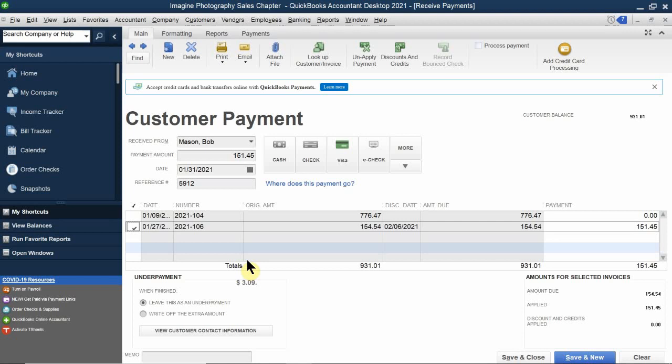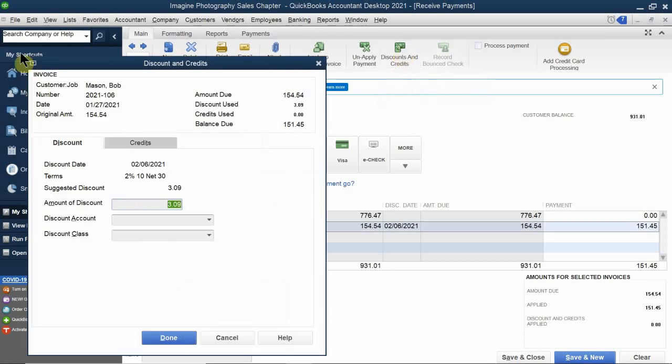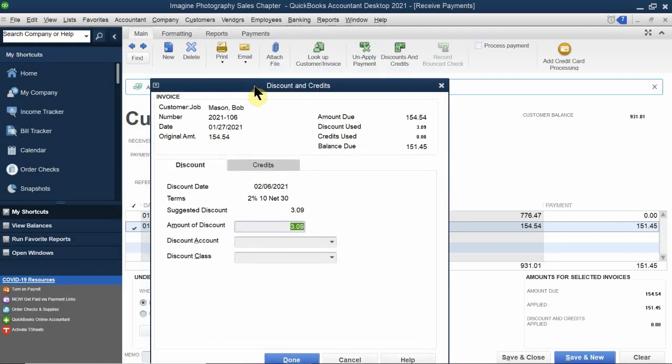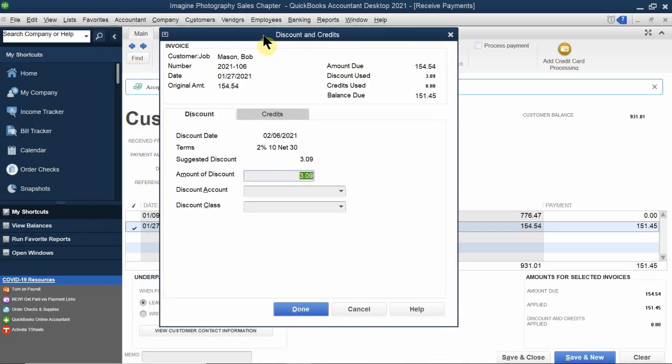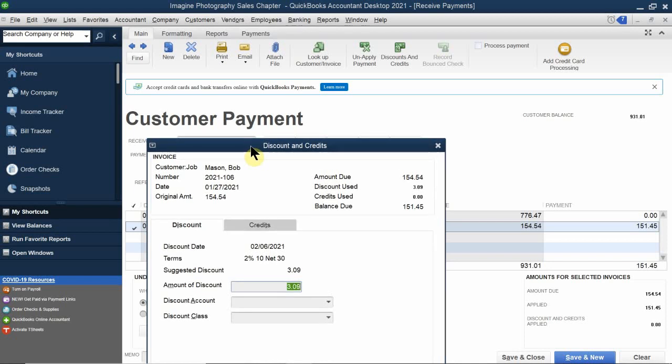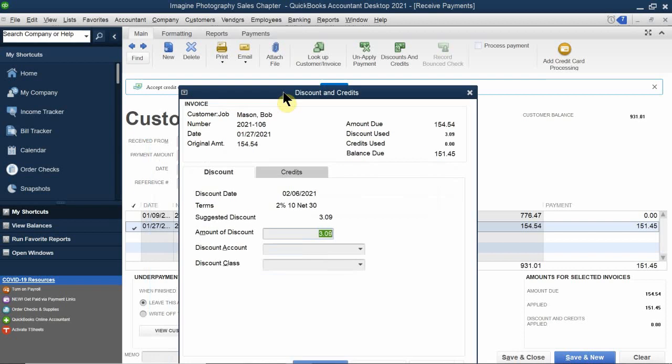Because as I can see here, if he's paying on January 31st, he should deserve that 2% discount. So what you're going to do is it's only at the top of this window. When you're in your customer's payment window, you're going to go all the way up at the very top, where you have discounts and add credits. You're going to click on that, and you're going to get this window. You have to apply the discount. It's not going to calculate it for you automatically. You do have to apply it, and then it will calculate and show up afterwards.